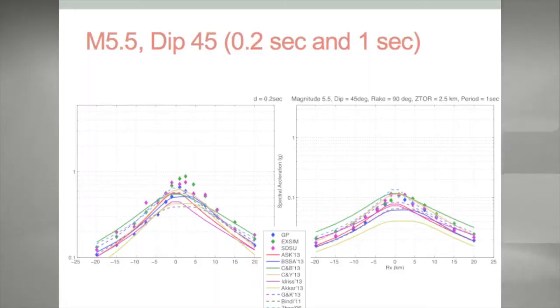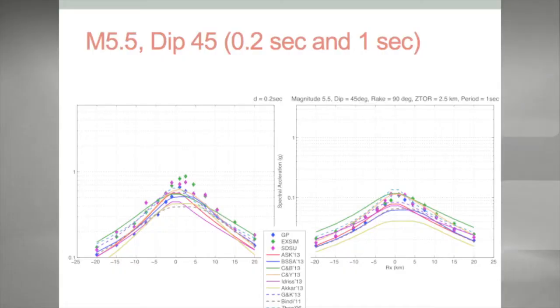So let's get into how the magnitude scaling effects work. What you'll see here, there's actually a lot going on. This is the magnitude 5.5, the dip of 45 with the 0.2 seconds and the 1 second. But now we're putting on all of the GMPEs that were talked about by Nick and by Melanie. So we're looking at the top three, the ASK, the BSSA, Campbell-Bozorgnia, Chiou-Youngs, Idriss, Abrahamson et al., Atkinson, Bindi, and Zhao.